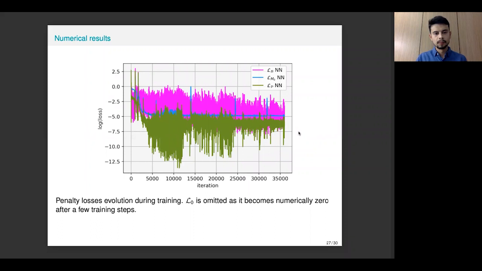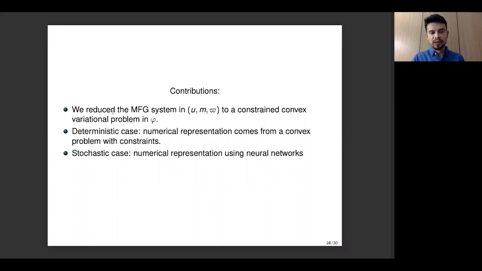So just to wrap up the presentation, what we did was to take a mean field system from price formation that has not only the value function and the density, but also a price variable. And we reduced the solution of this mean field system, both analytically and numerically, to a convex optimization problem with constraints. In the deterministic case, the solution of this problem is quite easy because it's a finite dimensional problem. So you can use a standard toolbox. And in the stochastic case, we were able to use neural networks to encode the dependence on the noise.